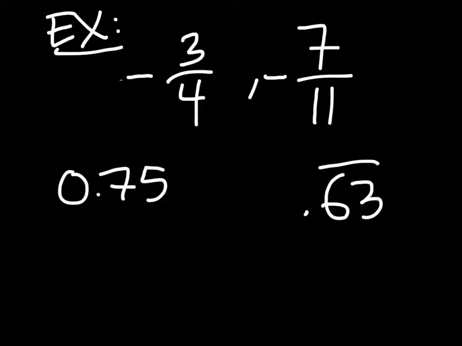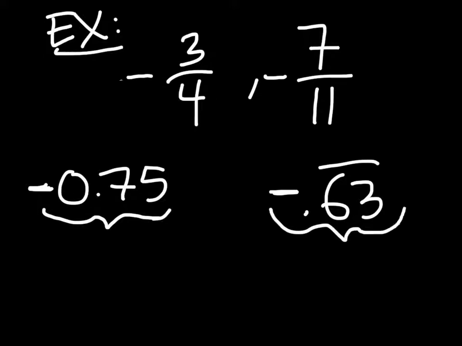Now that these are negative, it changes everything. Okay? Because now if I look down here, I have a negative 0.75 and a negative 0.63. Look at this. Would you guys rather owe me 75 cents or 63 cents? Yeah, you would rather owe me the 63. So this is the answer. Okay, this negative right here, it changes everything.